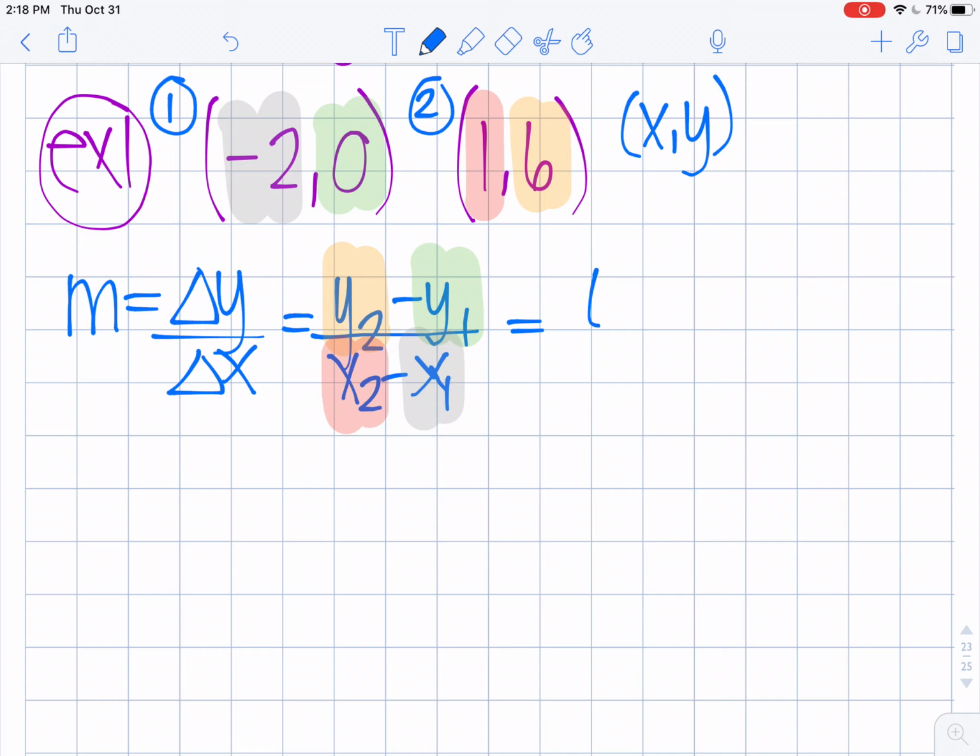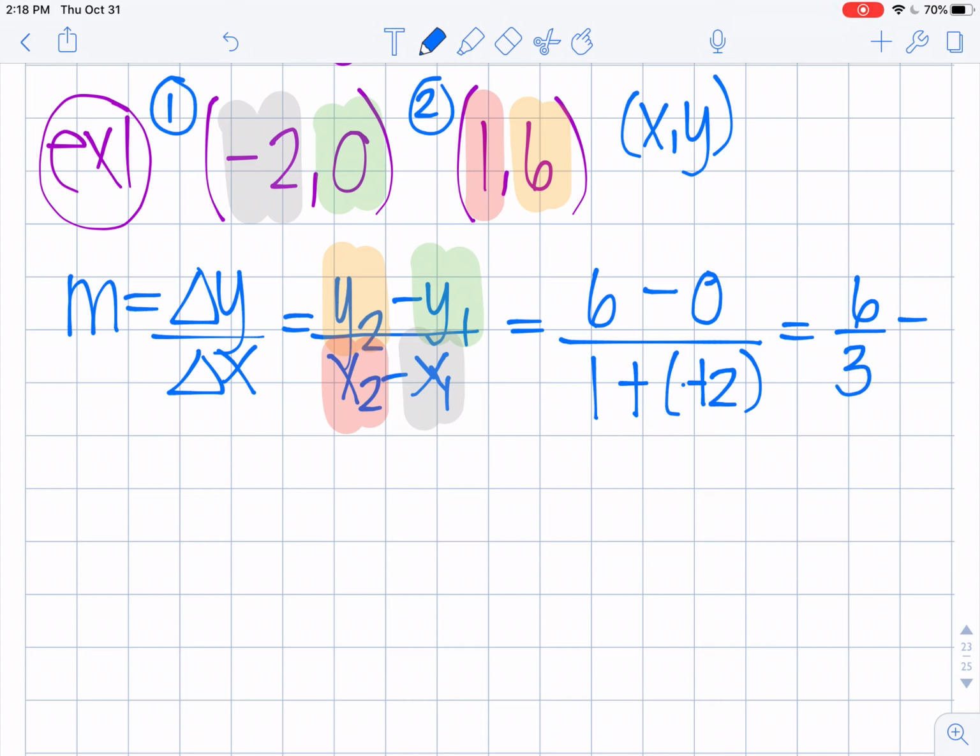So I get 6 minus 0 divided by 1 minus a negative 2. Remember, minus a negative is the same thing as adding the opposite. So this becomes 6 divided by 3, or 3. So I have the slope of my line is equal to 3.